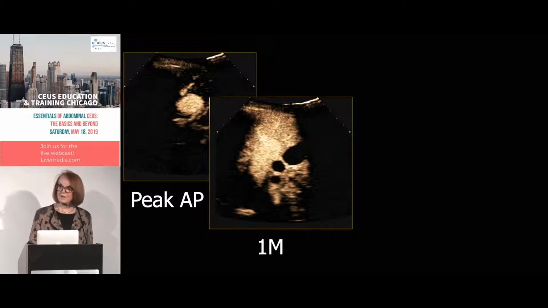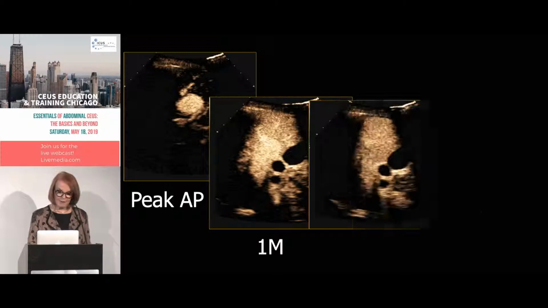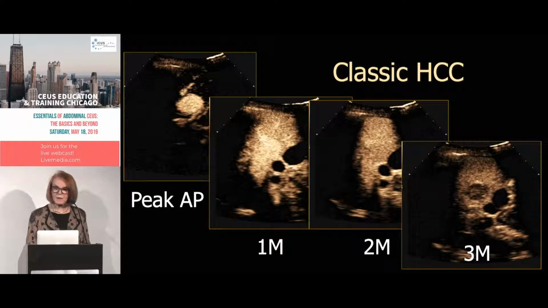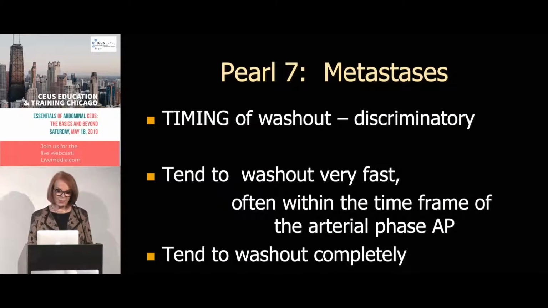definitely the mass is showing sustained enhancement at 1 minute. And then at 2 minutes, we can see that the mass is virtually isovascular with the liver. And at 3 minutes, there's weak washout. So this is a classic hepatocellular carcinoma, APHE, and late and weak washout. And so pearl number 7 is that metastases tend to wash out very fast. And this is often within the time frame that's actually defined as the arterial phase. And when they wash out, they tend to wash out completely.